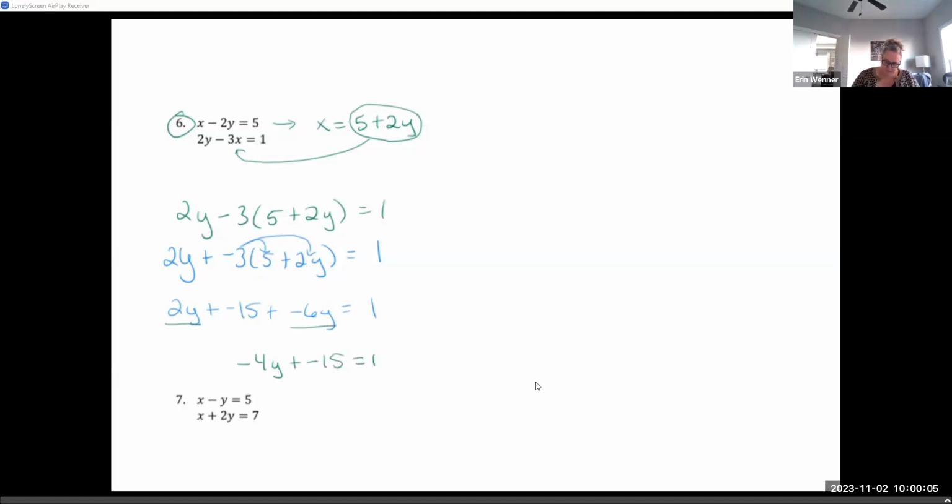Moving up here, I can isolate my negative 4y by adding 15 to the right. Again, I'm adding 15 because it's plus a negative 15. So to undo that, the opposite is plus 15 or positive 15. So I end up with negative 4y equals 16. Divide both sides by negative 4, and I get y equals negative 4. So we've solved for one variable. We need to solve for the next.